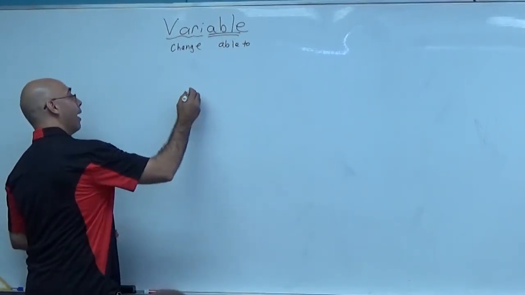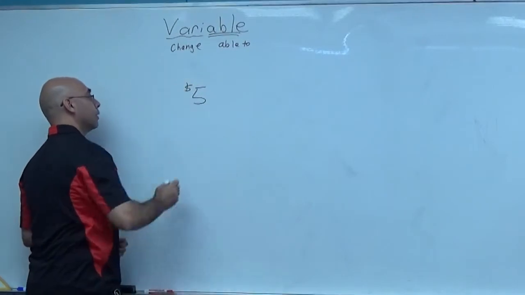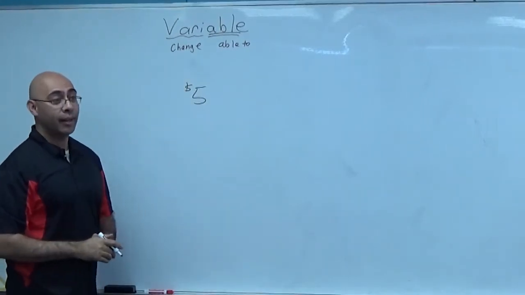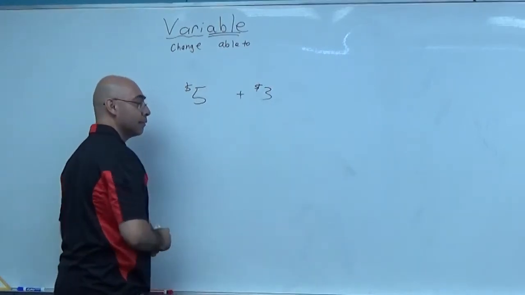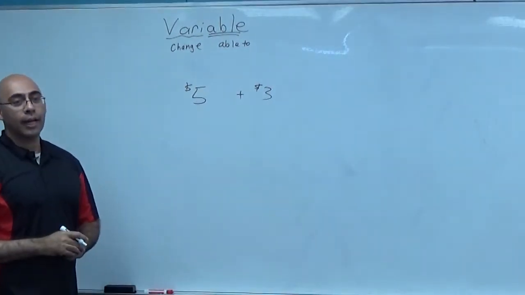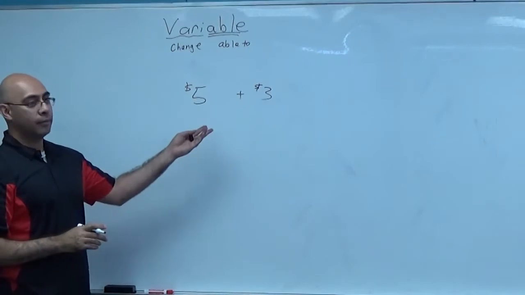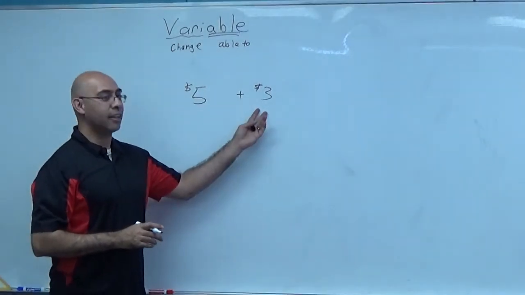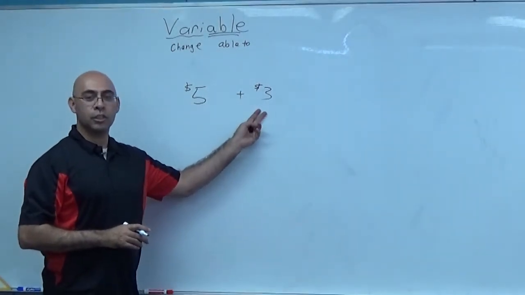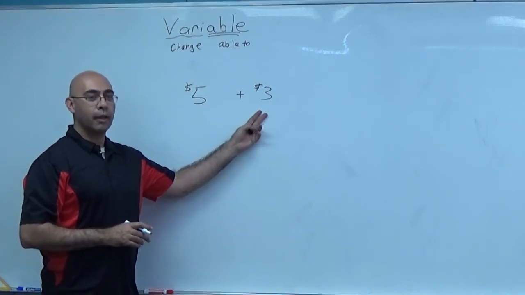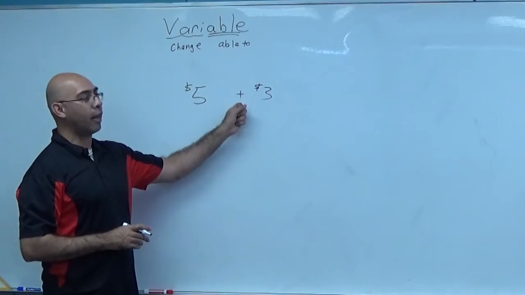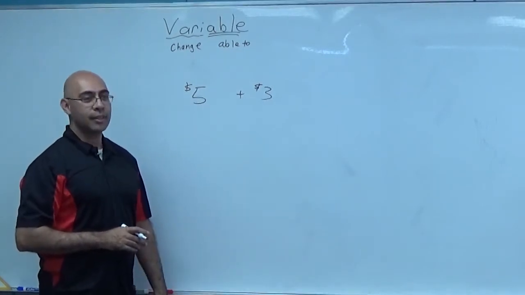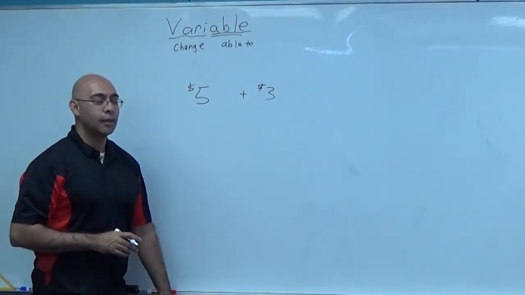Joey has $5, but Brenda has $3 more than Joey. Now, Brenda is going to say, you know what? I'm in a competition with that crazy Joey guy. I always want to have more than him, so I will always make sure I will always have $3 more than Joey. Psychological issues she has.